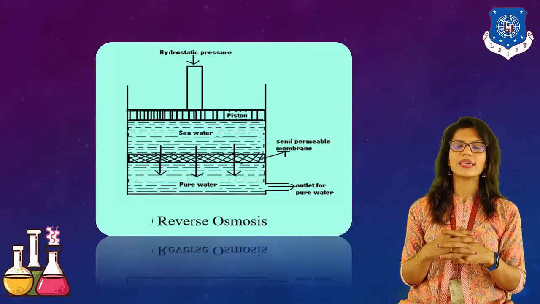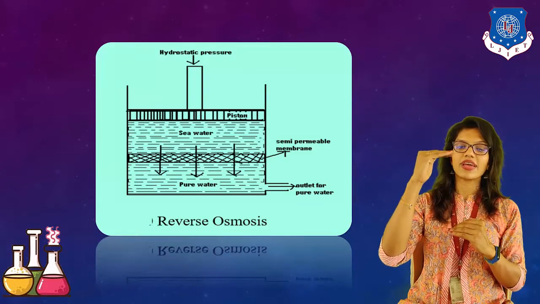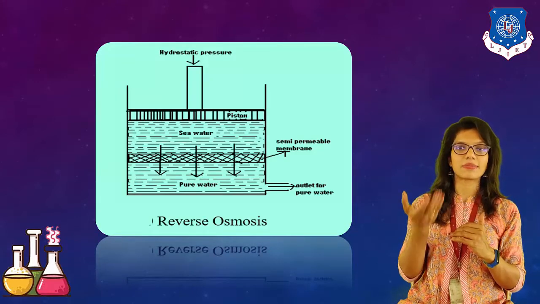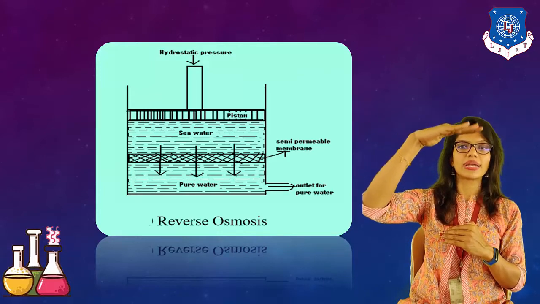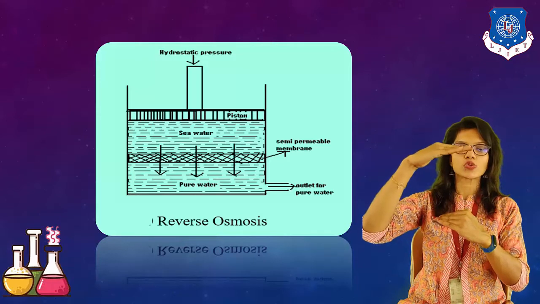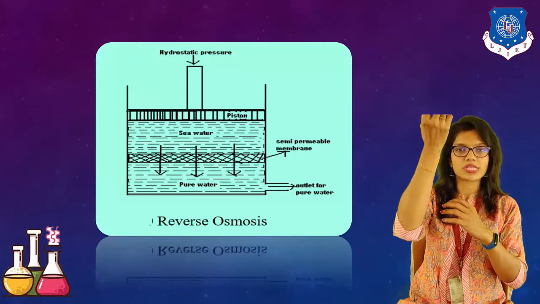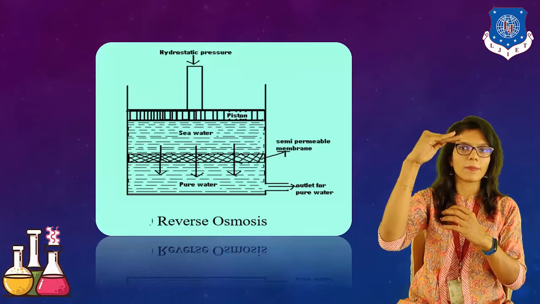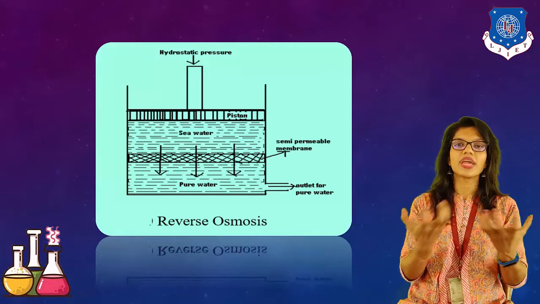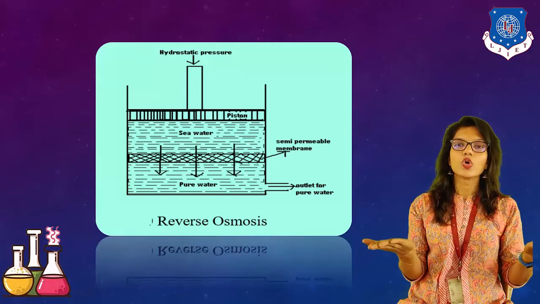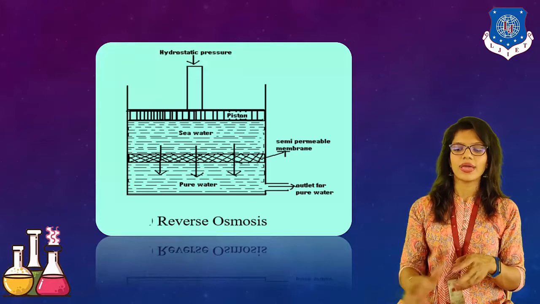As you can see here, we have one whole compartment. On the upper side we have seawater, in the middle we have a semi-permeable membrane. From the upper side, using a piston, we provide hydrostatic pressure. So what will happen here? The concentrated one, salt or NaCl, remains in the upper compartment. Below that, the H2O flows and we get pure water in the lower compartment, and it can be removed from the side.